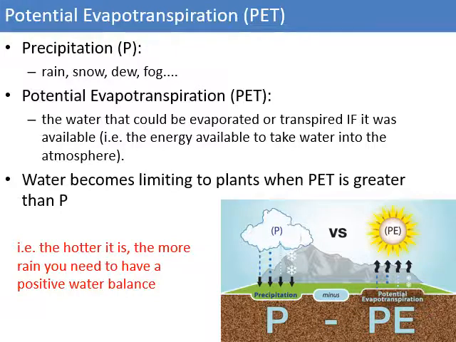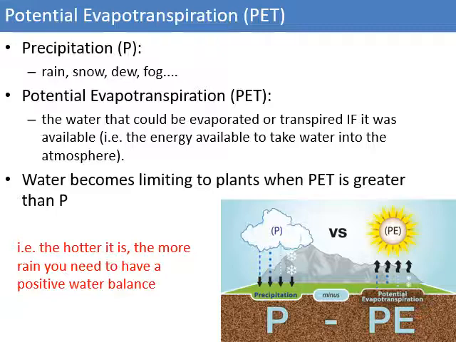We can use the concept of potential evapotranspiration to try to quantify when water becomes limiting for plant growth. In the previous lecture, you learned about evapotranspiration as a demand-supply problem. So you can think of potential evapotranspiration as being the evapotranspiration when the supply is not limiting. So just the demand side of the equation. Potential evapotranspiration is defined as the water that could be evaporated or transpired if it was available. So it's the energy available to take water into the atmosphere. So hot, dry places have high potential evapotranspiration.